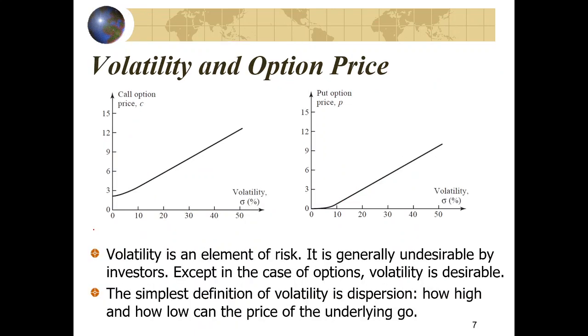Okay. Next, let's move to the fourth element, which is the volatility of the underlying stock price, which we refer to by sigma. Now, volatility is considered an element of risk, and in general, investors don't like volatility, so it's undesirable by investors, except in the case of options. In the case of options, investors would like volatility. They desire volatility.